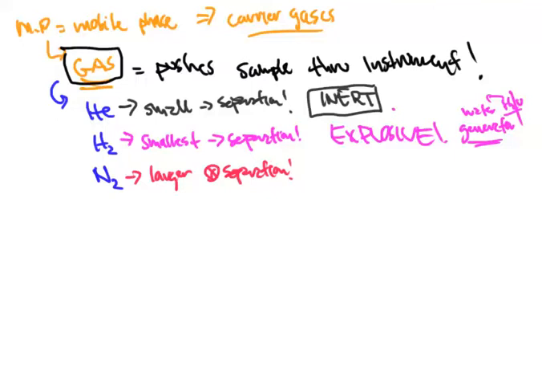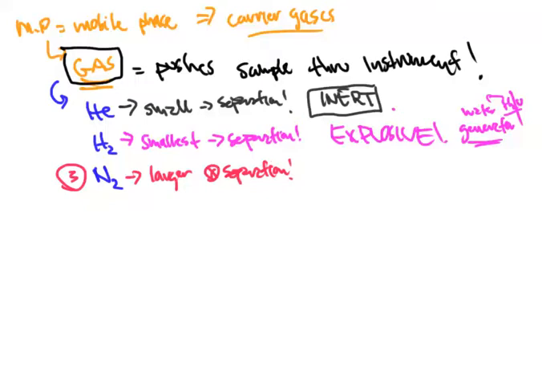So, out of the three, nitrogen ranks in at number 3. Kind of dead last. It's large, it's bulky, it doesn't separate well. I mean, even if it was inert, and it pretty much is, it's not going to do a very good job for you. So because of that, we don't really even use it anymore.